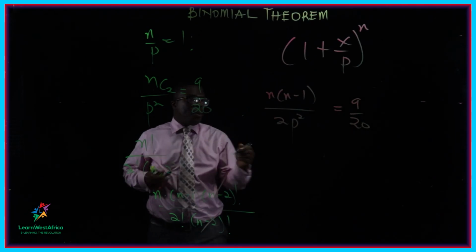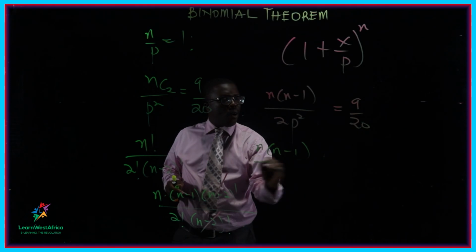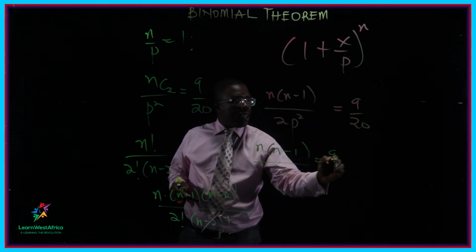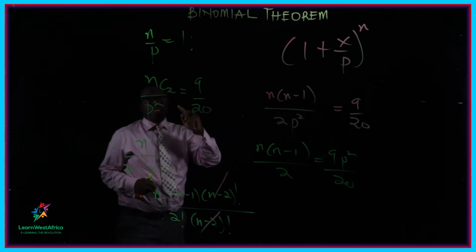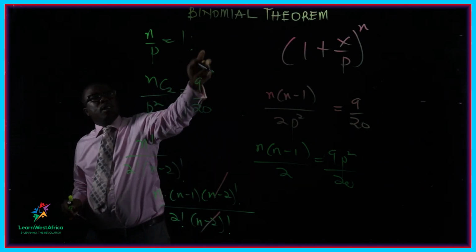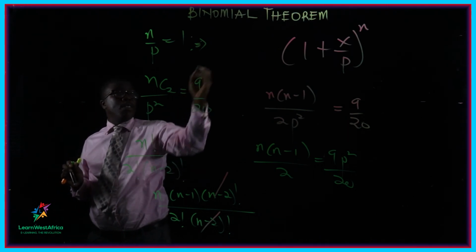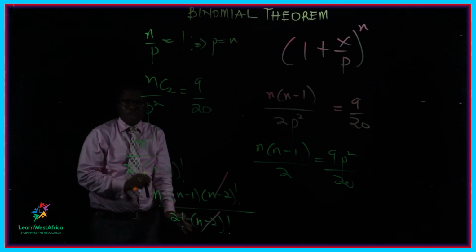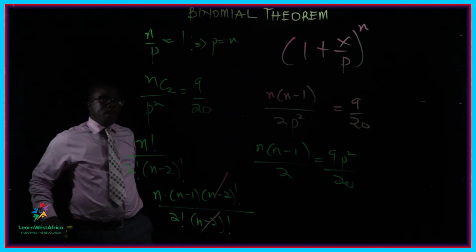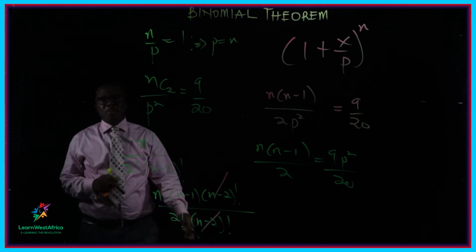Okay, so from here we can say our n into bracket (n minus 1) all over 2 should be equal to 9p squared all over 20. Note that our n over p is 1. So from here, we can even deduce without a lot of reasoning that our p is equal to n. So wherever we find p, we can replace it with n. Wherever we have n, we can replace it with p. Which means that when we find n, we've also equally found p.